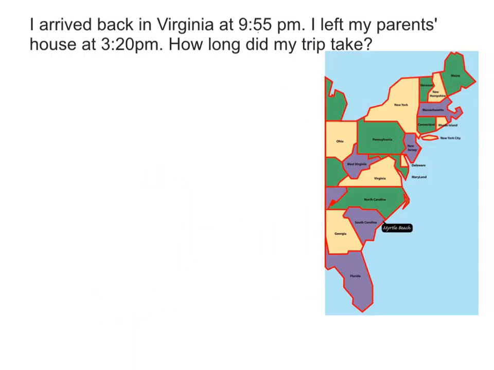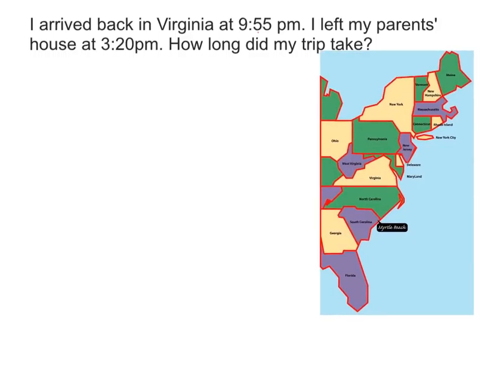I arrived back in Virginia a couple days ago at 9:55 p.m. and I left my parents' house at 3:20. My parents live here, and I traveled down to around there. How long did my trip take? So try using the Z box here, see if you can do it, and hopefully you didn't get tripped up. I made a little trick there.